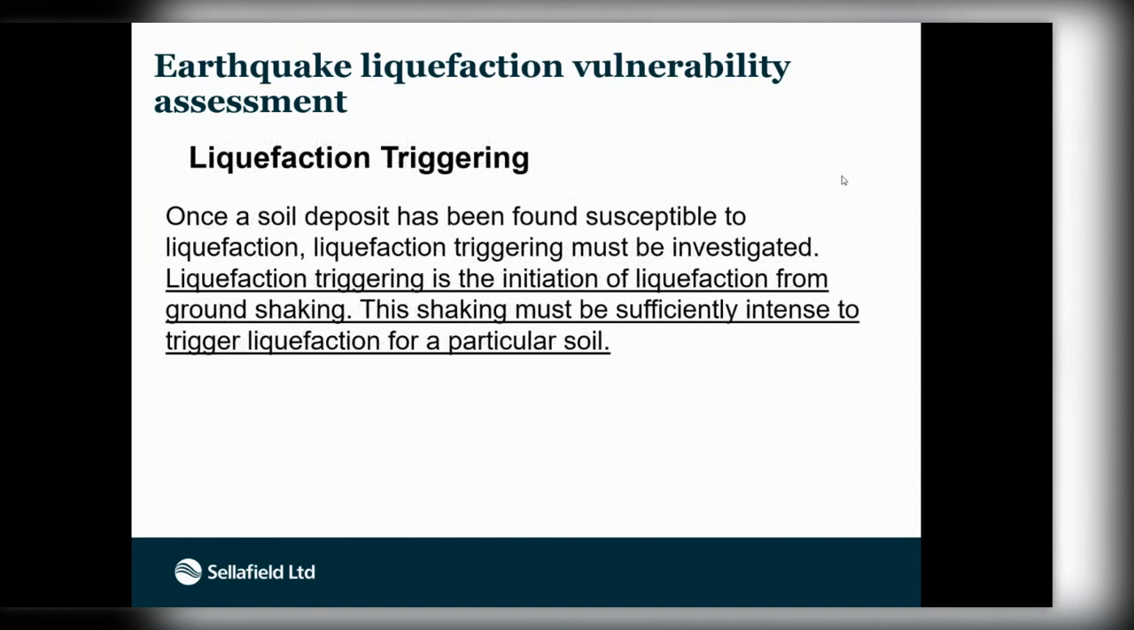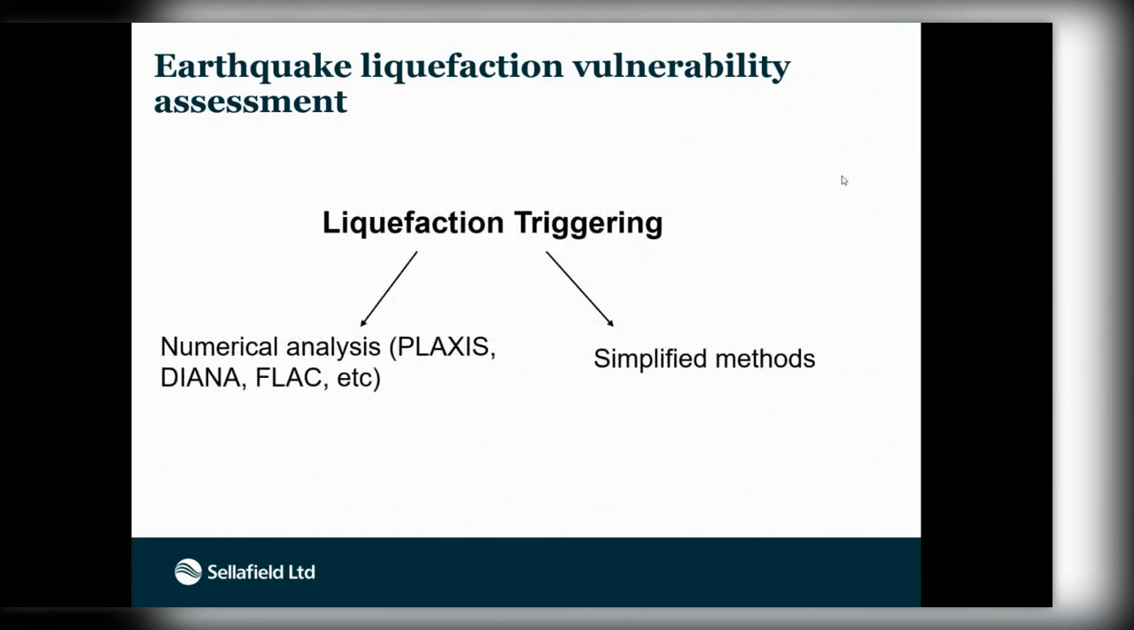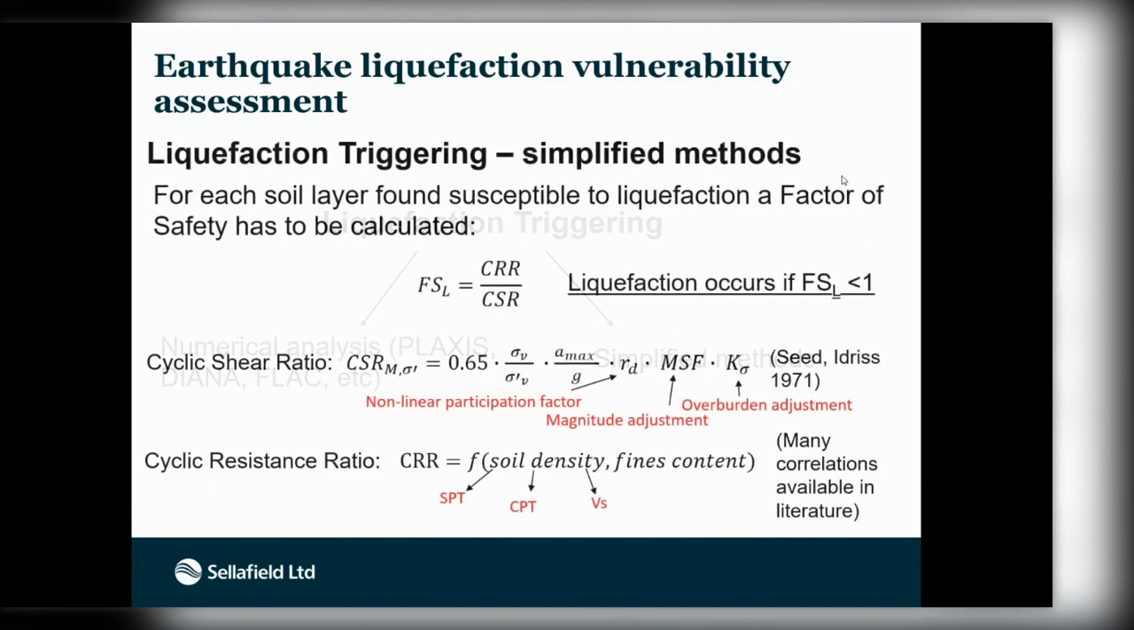Once a soil deposit has been found susceptible to liquefaction, liquefaction trigger must be investigated. Liquefaction trigger is the initiation of liquefaction from ground shaking. This shaking must be sufficiently intense to trigger liquefaction. So how do we carry out this analysis? There are two ways to carry out the liquefaction triggering analysis: numerical analysis or simplified methods. We have used the simplified methods.